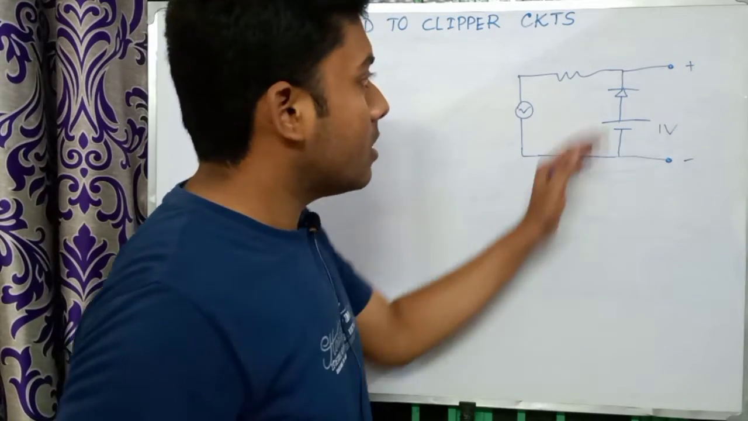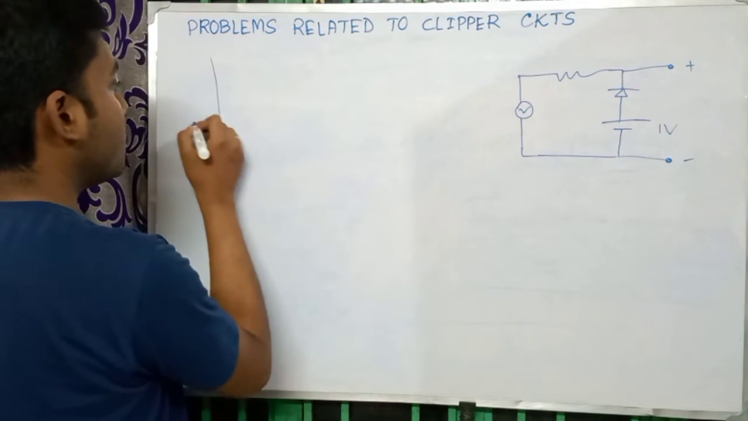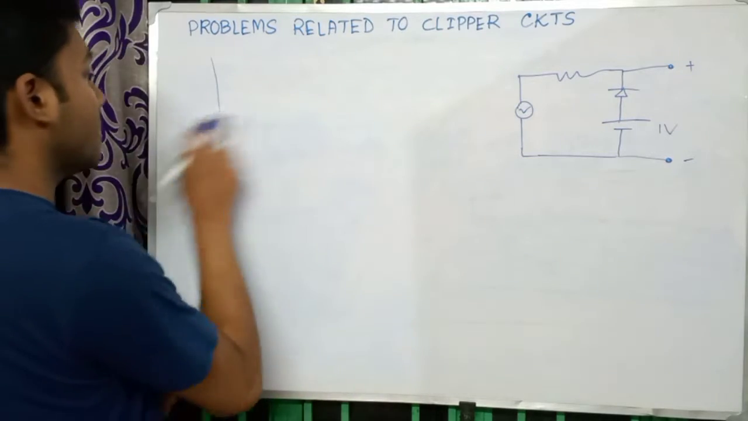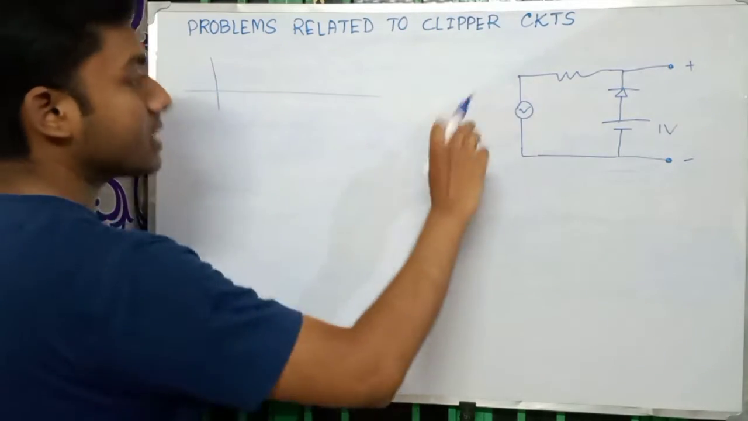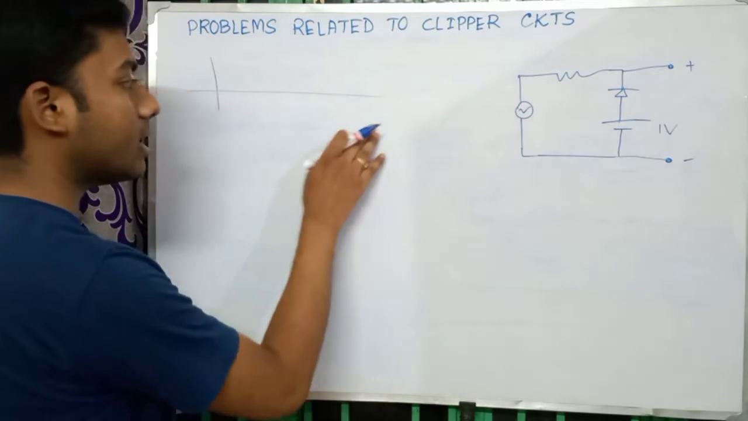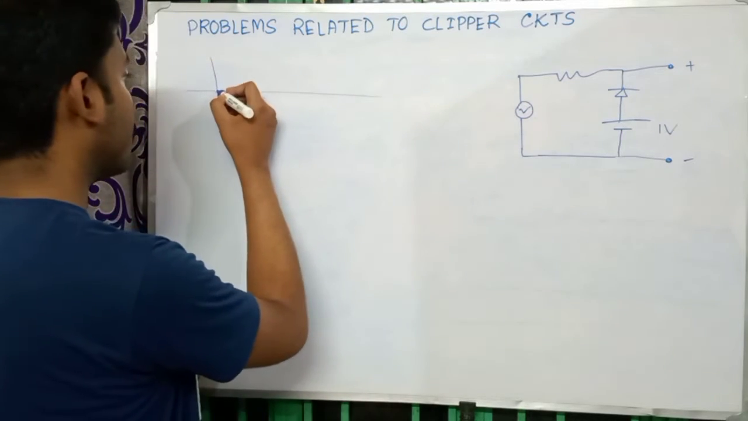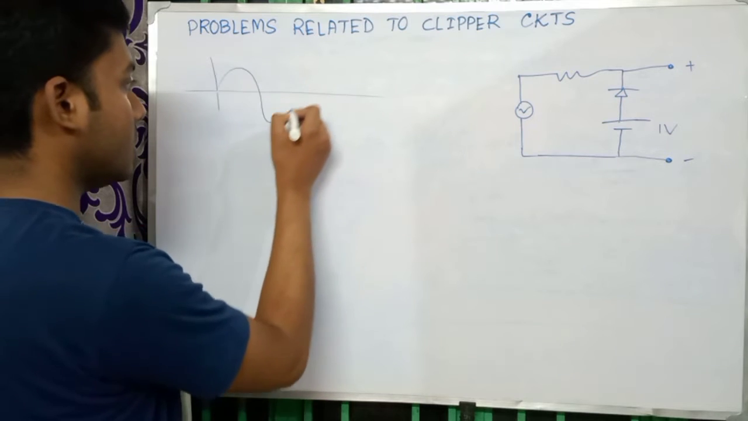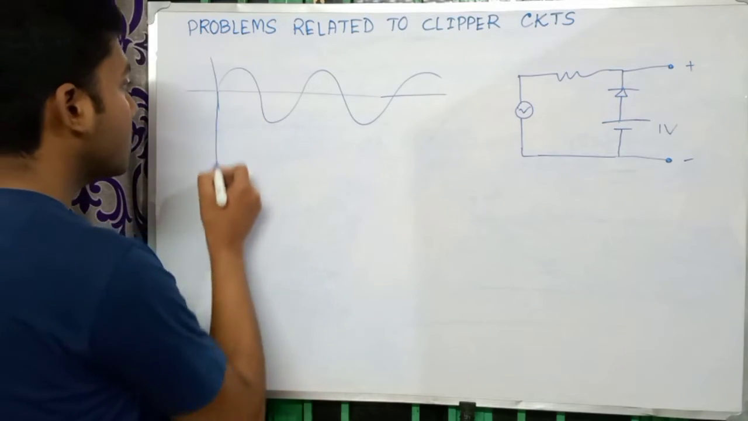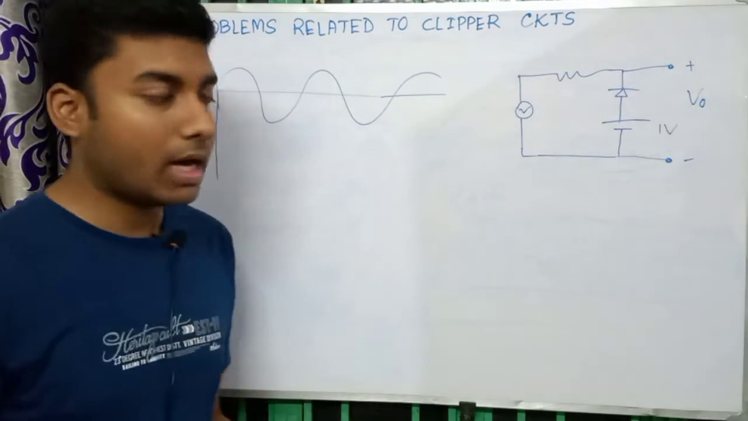So how can we solve this? Suppose the input is like this. I'm just giving you the input first. The input signal, this is the symbol of an AC signal, and the source is providing a sine wave. The signal is sinusoidal. Now what will be the output? What will be the form of the V output?